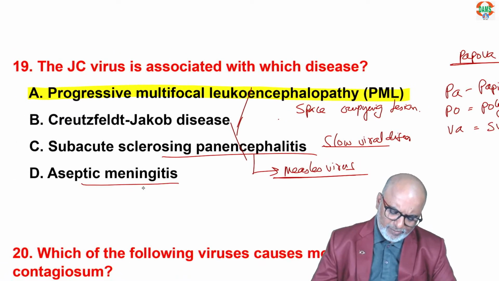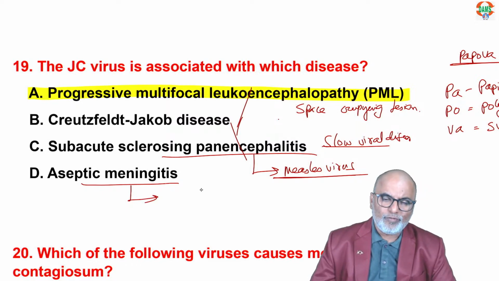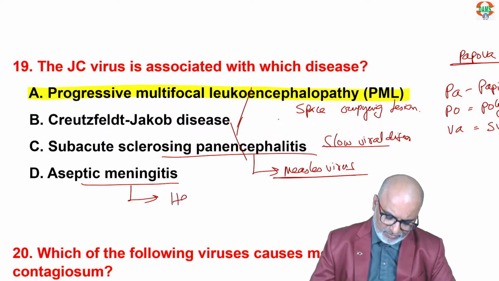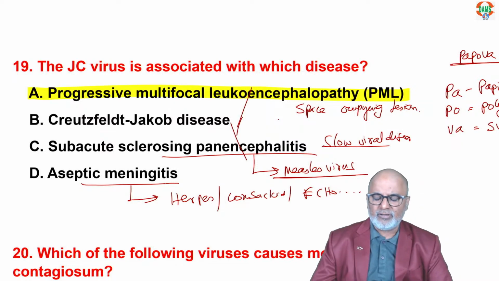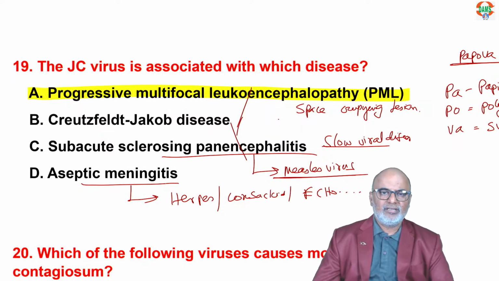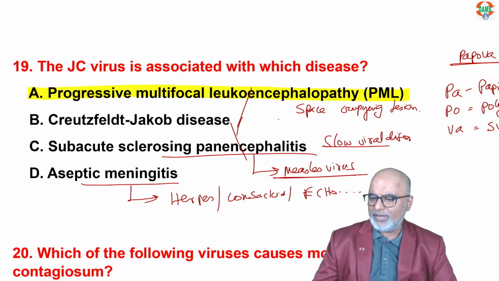Aseptic meningitis is caused by many viruses. The majority of the viruses, herpes virus, echo virus, Coxsackie, echo virus, all of them cause aseptic meningitis.